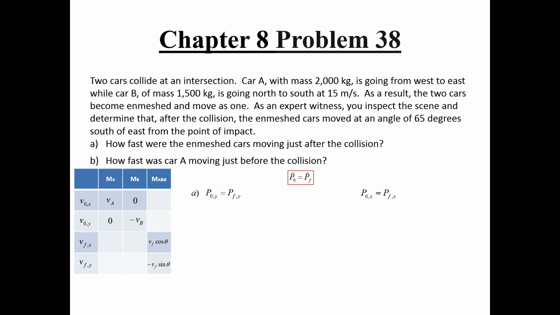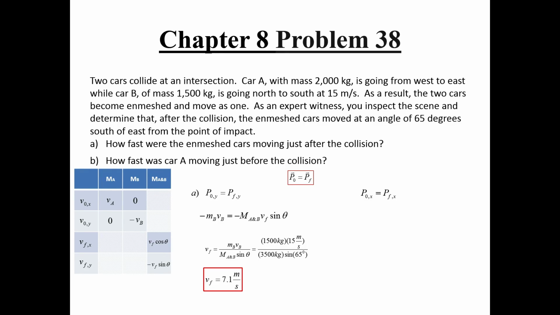Initially, the momentum in the y direction is equal to the mass of car B multiplied by its initial velocity. After the collision, the momentum is equal to the mass of car A and B multiplied by the y component of the final velocity, v final sine theta. Rearranging this equation to solve for v final and substituting the values given in the problem, we find that the enmeshed cars move off with a speed of 7.1 meters per second.